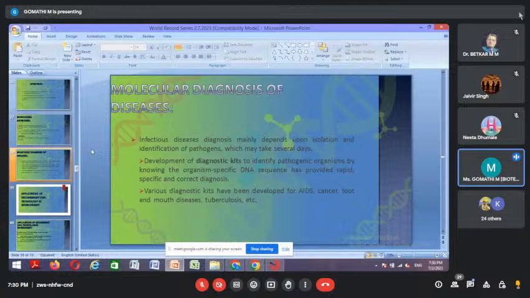rDNA technology is also used to diagnose diseases. Infectious diseases are diagnosed mainly by isolation and identification of pathogens, which may take several days. Developing diagnostic kits that identify a pathogenic organism by its specific DNA sequence has provided rapid, specific, and correct diagnosis. Various diagnostic kits have been developed for many diseases like AIDS, cancer, foot and mouth disease, tuberculosis, etc.